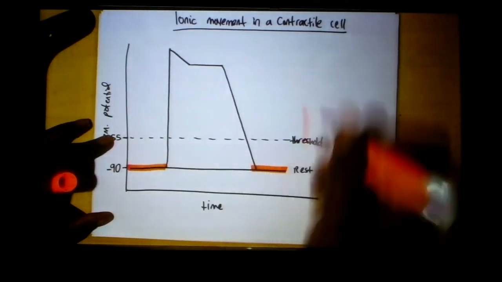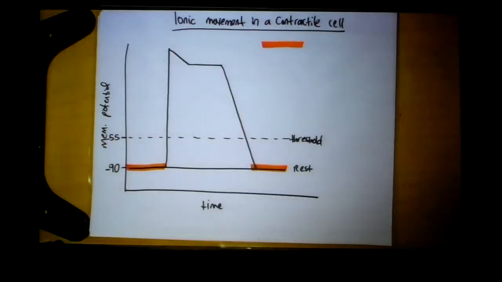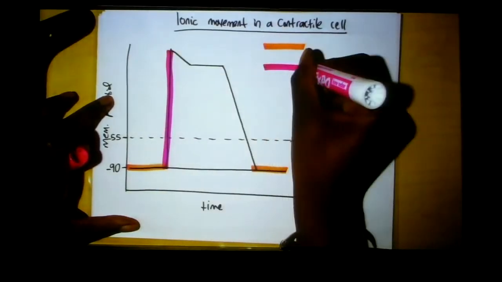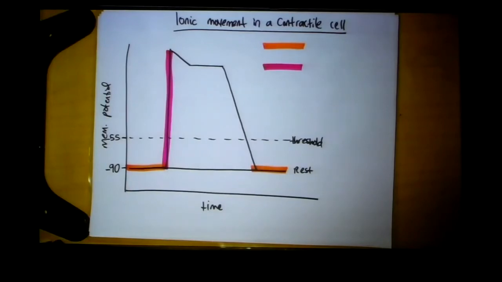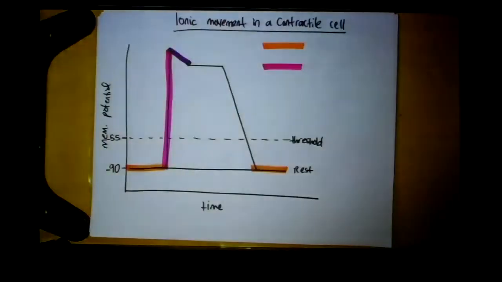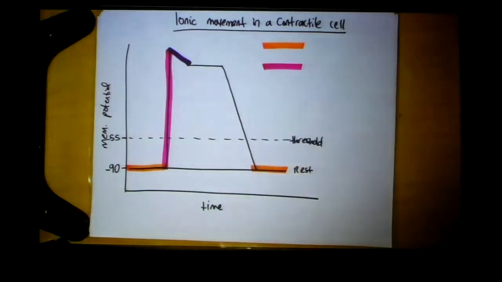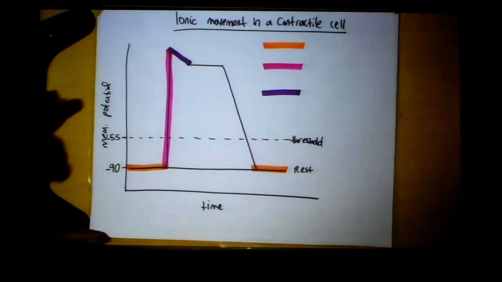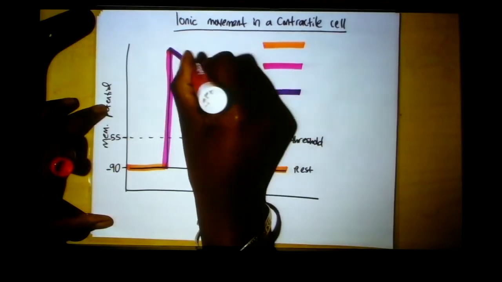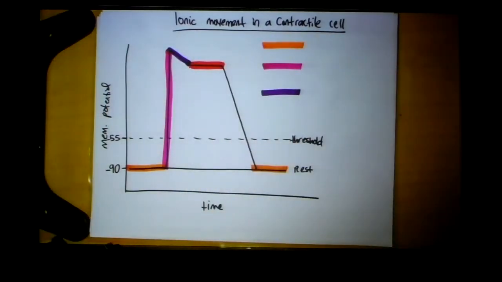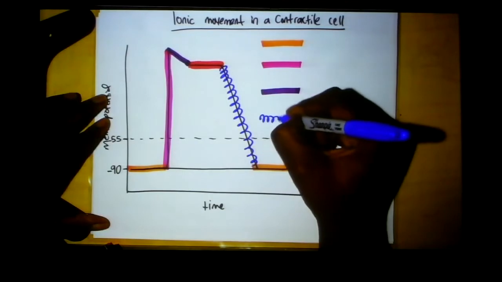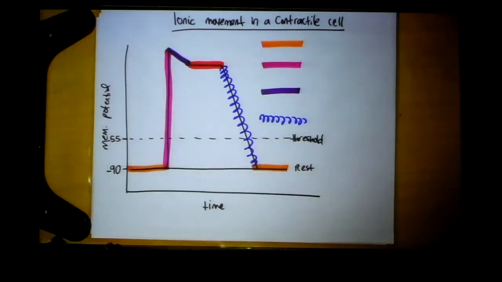So we start at phase 4. Then there's actually a phase 0 before we get to phase 1. So phase 0, then phase 1, then phase 2, which is our plateau or sort of our delay phase. I'll explain what that means in a bit. And then finally, we have phase 3, which is our rapid repolarization. Okay, so let's see what's happening in each of these phases.